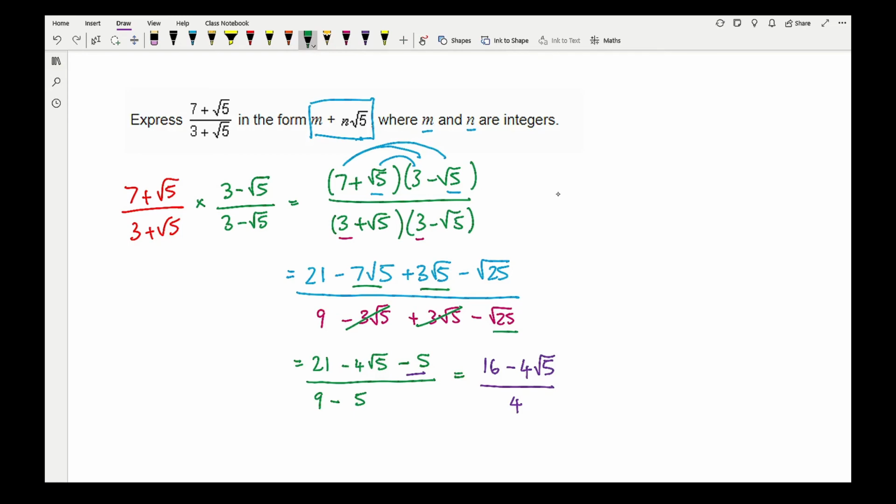Now what I've got to do is simplify. So I can cancel the numbers. There's a number that goes into all of these, so I can cancel by 4. And so what that then leaves me with is 4 minus 1 root 5.